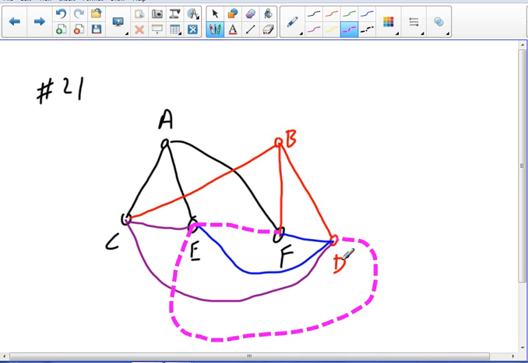Okay, and then F plays against every team except C. He's already doing that. So there, I guess I'm done. I've done number 21. I have drawn a graph that models the tournament.